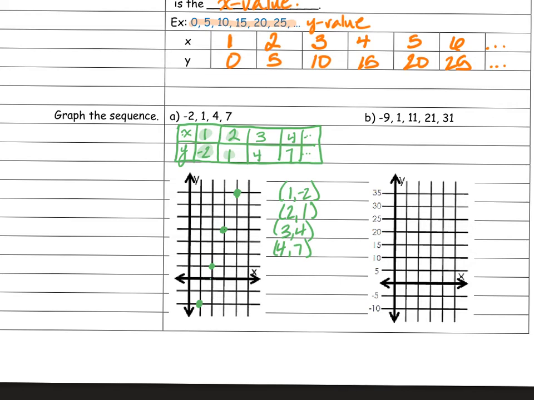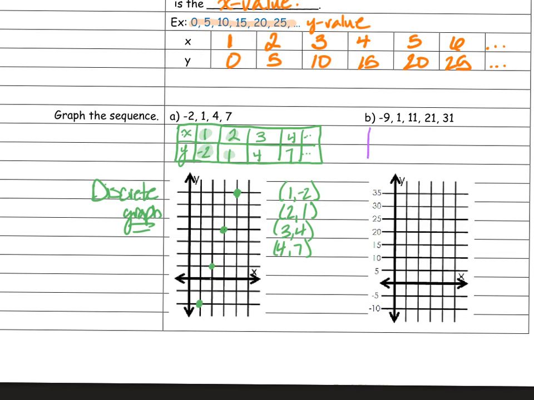So I'm not going to connect my points with a line at this particular moment in time because all they gave me is -2, 1, 4, and 7. So this is what we call a discrete graph. Because discrete just means points on a graph. There's nothing else. It's those 4 points and that's it. Okay? So now we're going to do the last graph here, and we're going to do it exactly the same way.